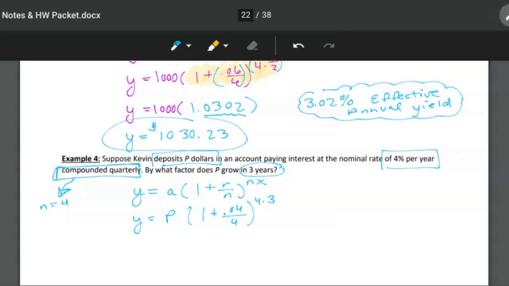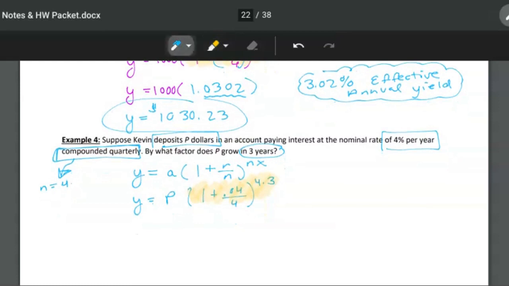All right, so really what we need to do is just type this part into our calculator and see what we get there, just like we've been doing. Really the initial value doesn't matter. So if we type that into our calculator, again, be careful. You may want to use extra parentheses.